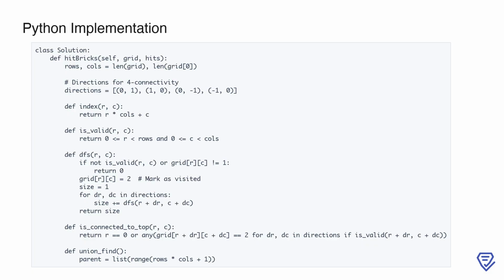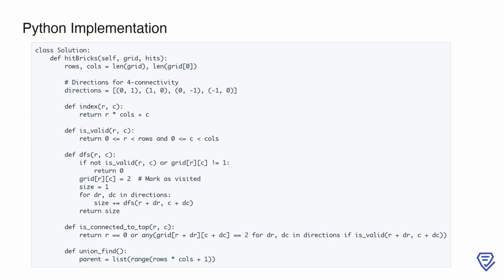The DFS function performs a depth-first search to count the size of connected components. It starts by checking if the current cell is valid and contains a brick. If so, the brick is marked as visited by setting its value to 2, and the function recursively explores all its neighbors, summing up the total size of the connected component. Additionally, the is_connected_to_top function determines if a brick is connected to the top row, either directly or through other connected bricks.